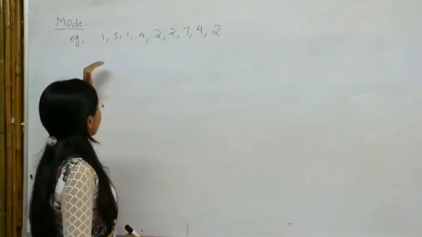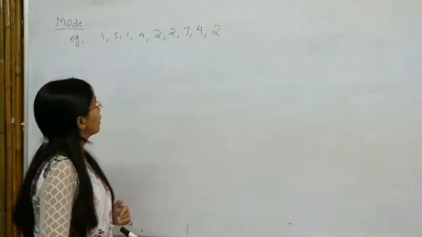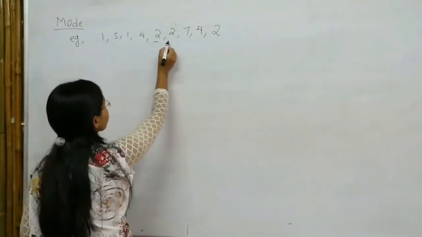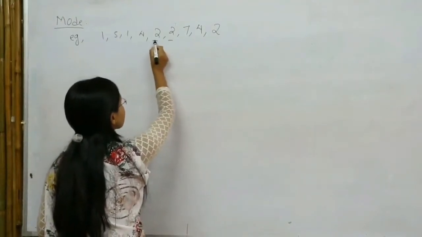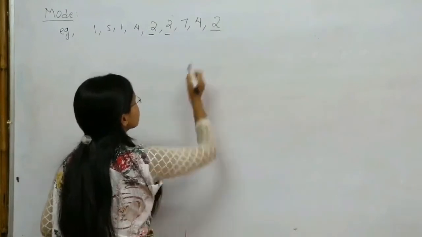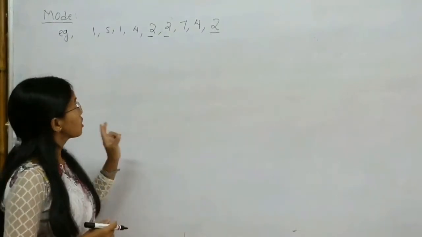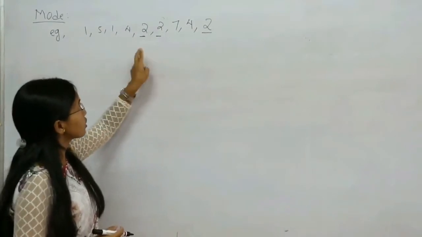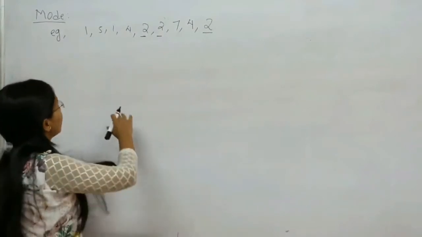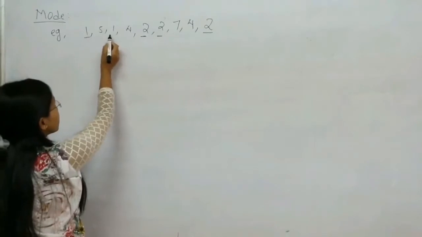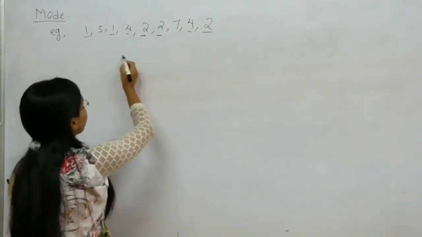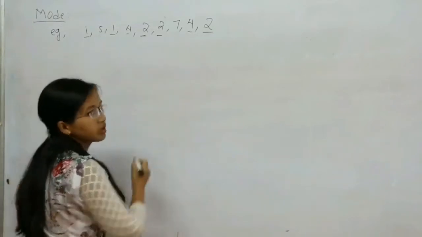When you observe these marks carefully, what do we see? We can see that 2 appears 3 times. So 3 of the students got 2 marks. And we can see 1 appears only 2 times, 4 appears 2 times, and then 5 only once, 7 only once.